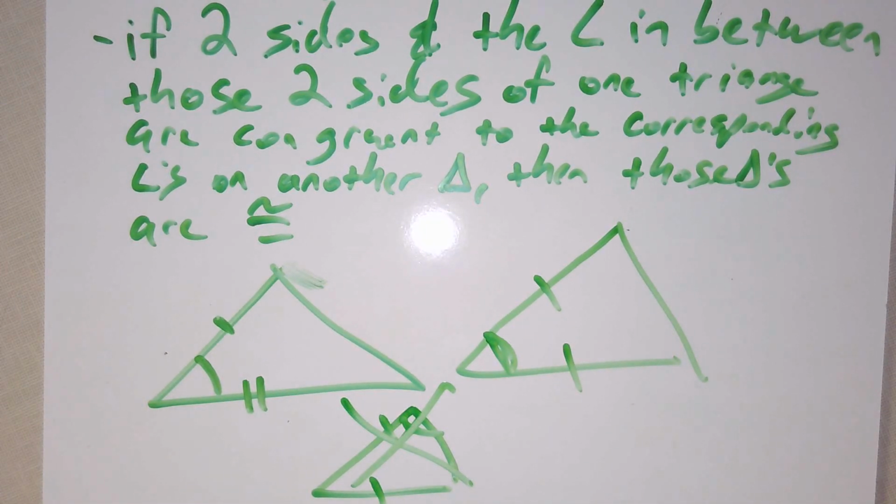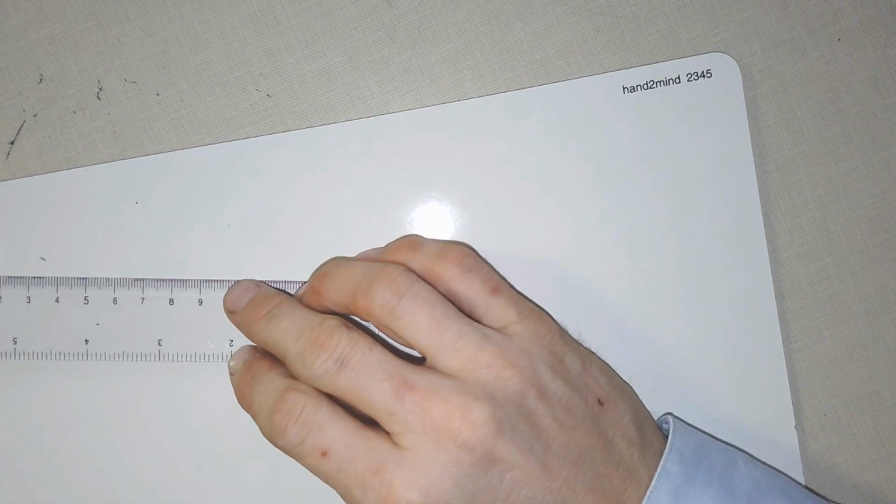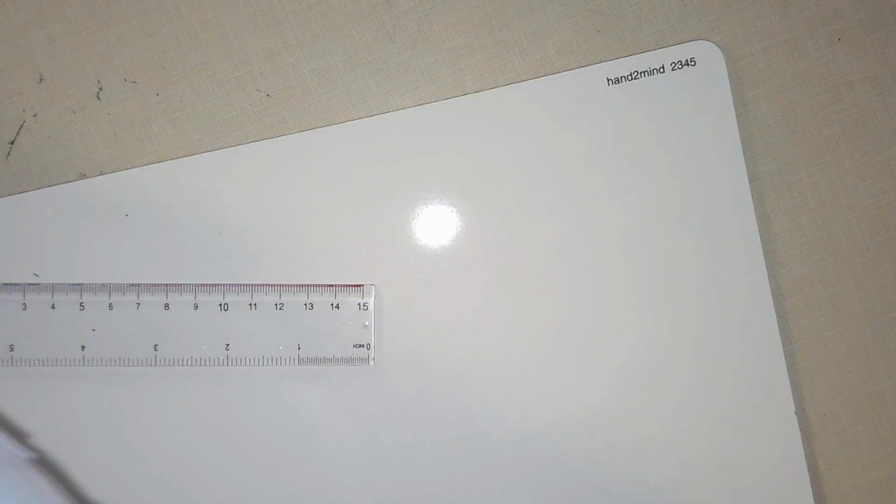So let's give an example here. Let's show what I mean by that. Okay, so the side angle side congruence postulate. Let's put it into action. Let's do some kind of funky triangle here to prove some stuff. Let's do a triangle like this.